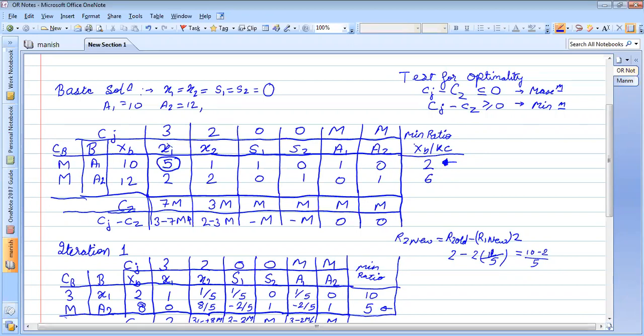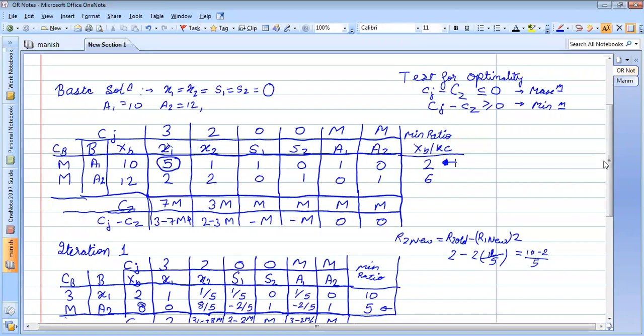So we mark this intersection with a circle. The element in the circle is called the key element. The element which is at the intersection of the key column and key row is called the key element.